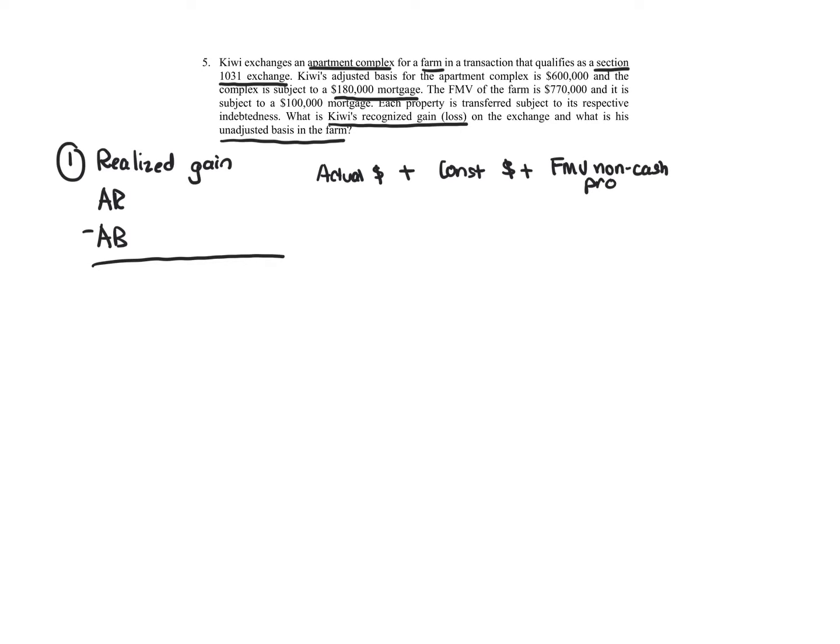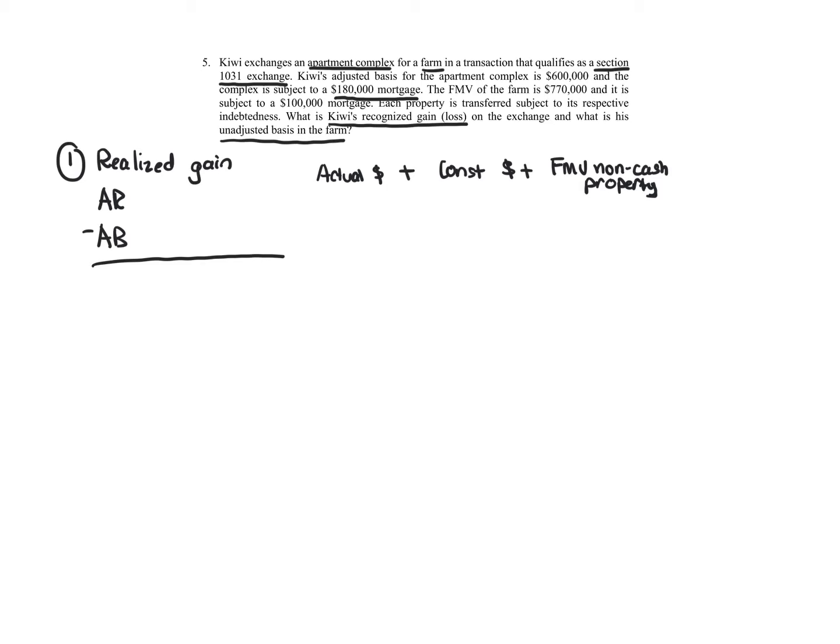So remember our realized gain or loss. The formula is amount realized, I'm going to abbreviate AR, minus AB. So let's start with the amount realized. Amount realized is going to be the actual cash received plus the constructive cash received plus the fair market value of the non-cash property received minus selling expenses. But remember, in this problem set for non-recognition, like-kind exchange, involuntary conversion, I'm not going to do selling expenses. So we got our three elements. Let's calculate the amount realized.